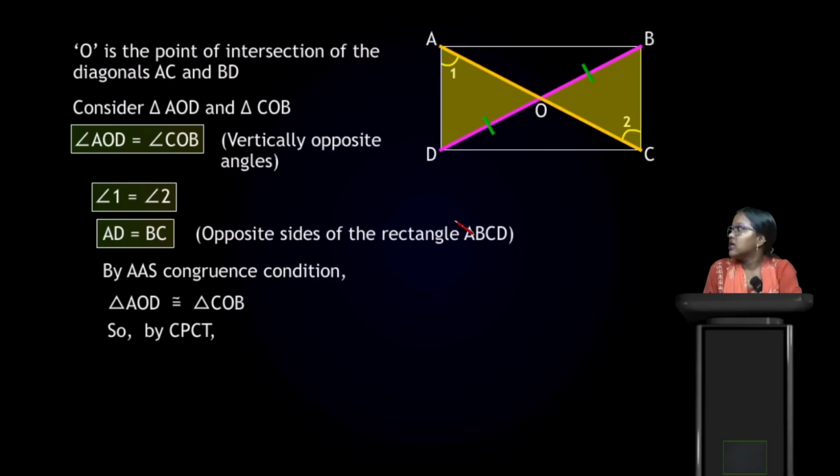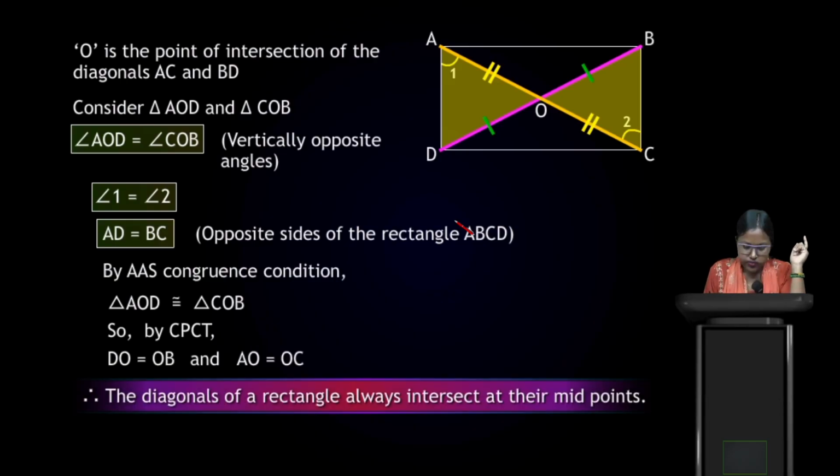Also, AO equals OC. That one also we can say. These are also by CPCT, corresponding parts of congruent triangles. So that means DO equals OB as well as AO equals OC. Okay. That means from here, what we can conclude? The diagonals of a rectangle always intersect at their midpoints. Right. That means diagonals always intersect at the midpoints.